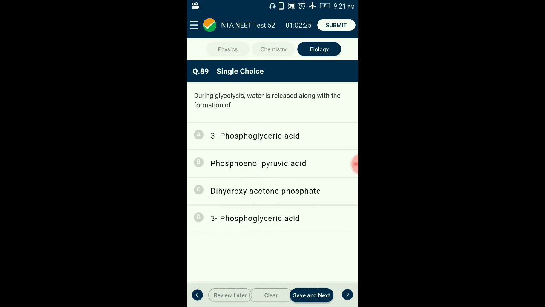Question number 89. During glycolysis, water is released along with the formation of one molecule of 2-PGA, a 3-carbon compound, which undergoes dehydration to form one molecule of phosphoenol pyruvic acid or PEP, a 3-carbon compound, in the presence of the enzyme enolase and magnesium ions as the cofactor. So the answer for this question is option B, phosphoenol pyruvic acid.